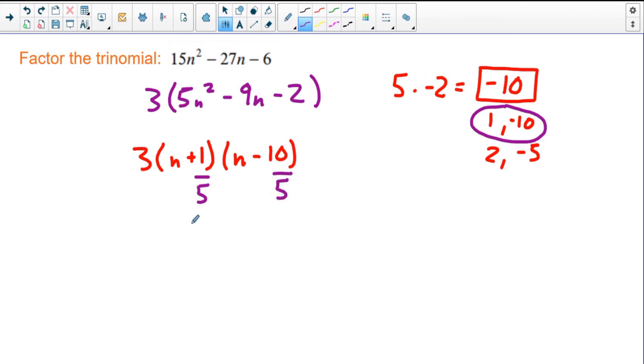Divide that back out. On the first factor, I can't divide 5 into 1. So that's just going to be 5n plus 1. And on the second factor, I can divide 10 divided by 5. So this is going to be n minus 2.